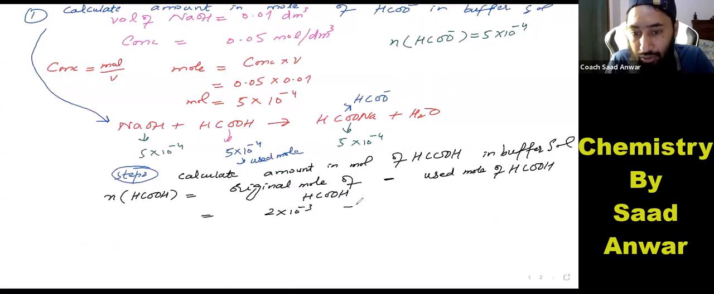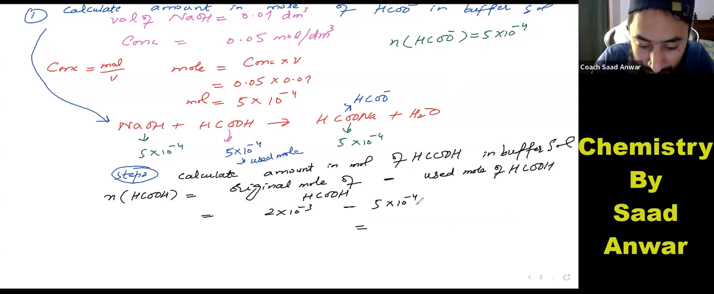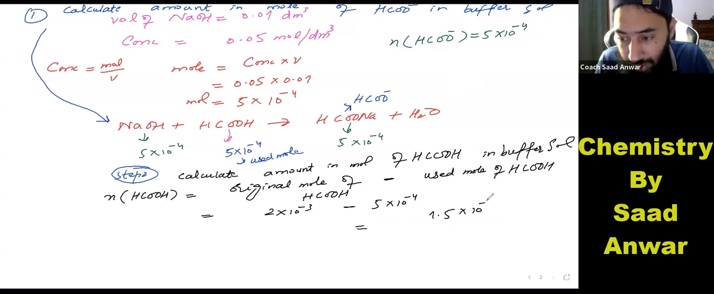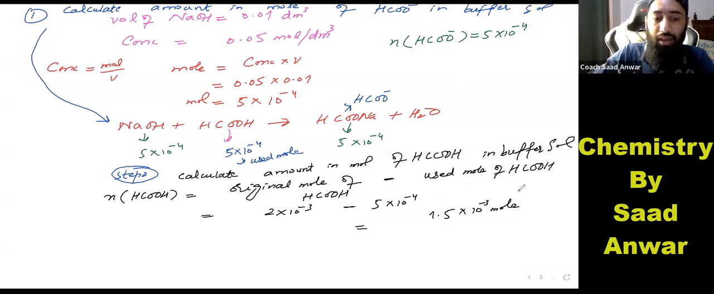And the used mole is this 5 into 10 raised to power minus 4. So when I subtract it, it will be 1.5 into 10 raised to power minus 3. So this is the mole of formic acid, the leftover mole of formic acid, which is in the buffer solution.